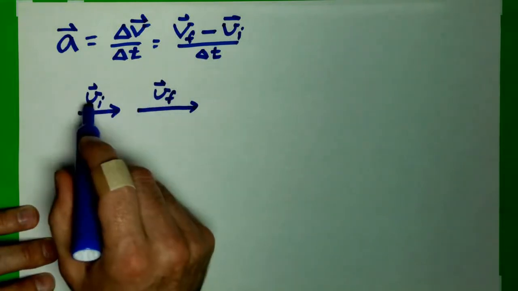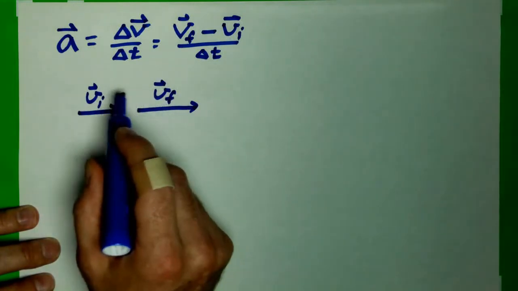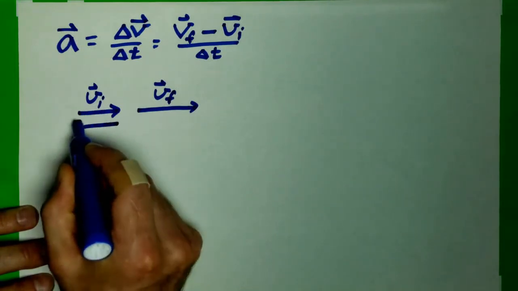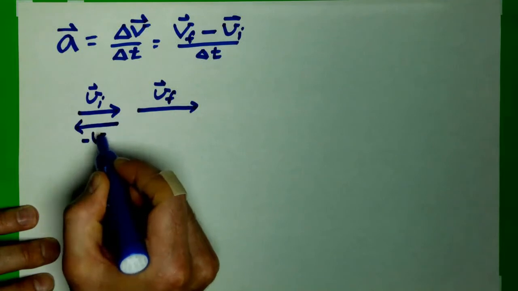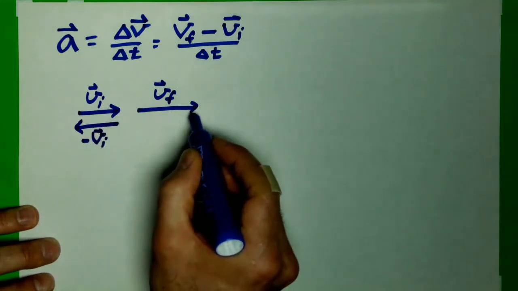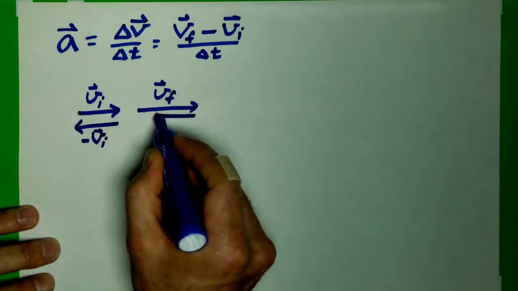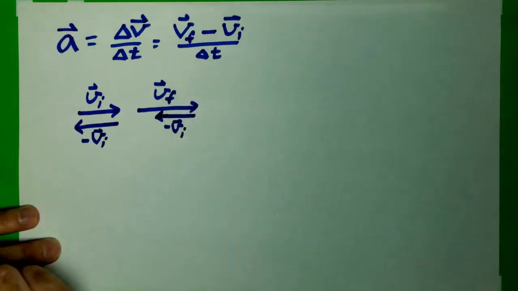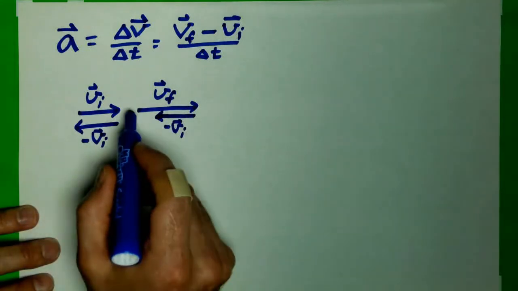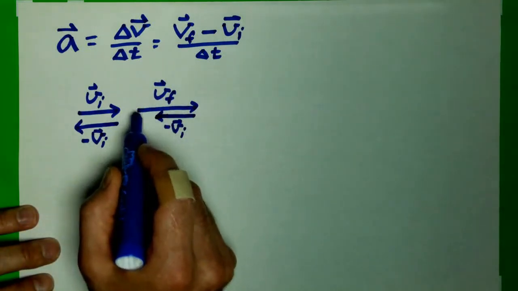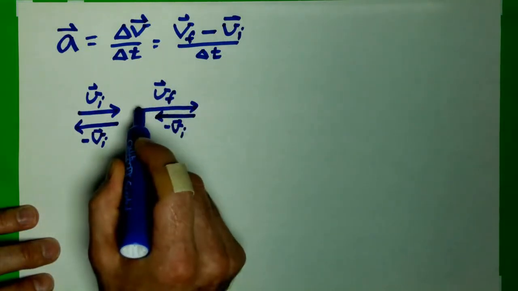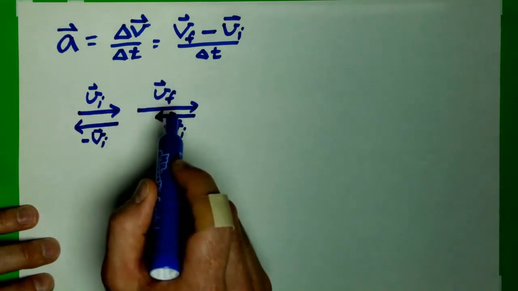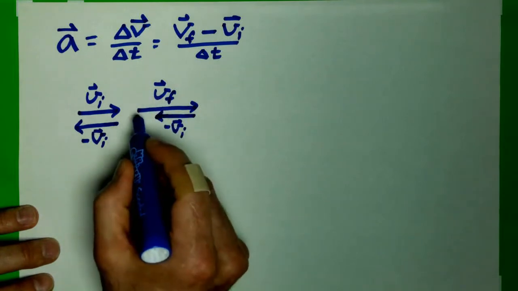then final minus initial is the same thing as final plus a negative initial, which means I would reverse this one. This is negative V initial, and I'd place that on the tip of the final, and then I'd go from the tail of the first vector to the tip of the second vector. In this case, it's final velocity to the initial velocity.